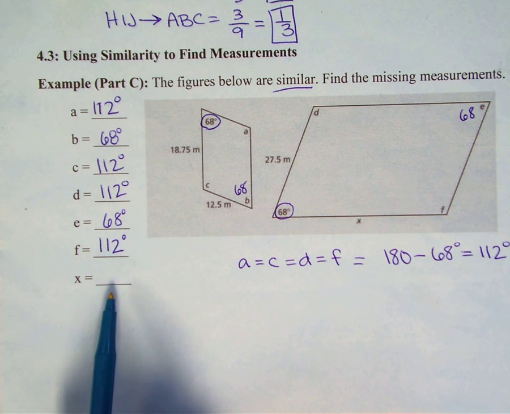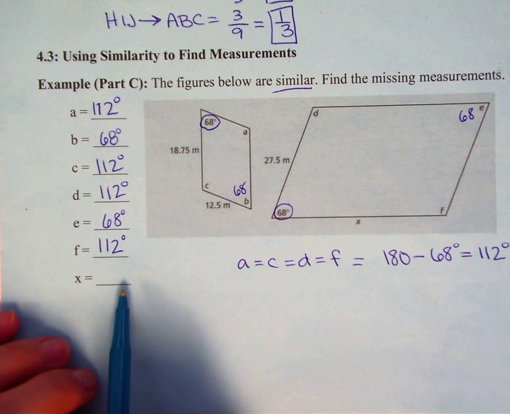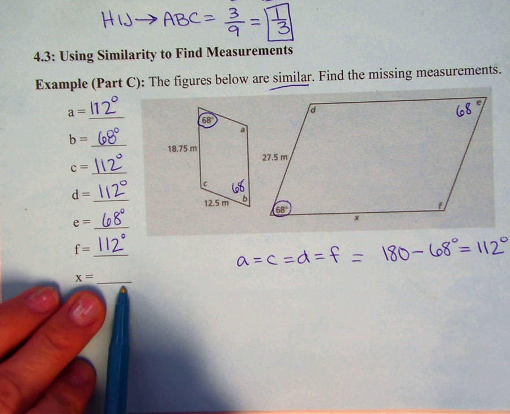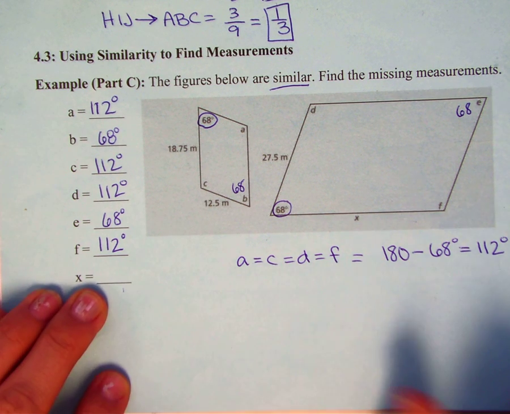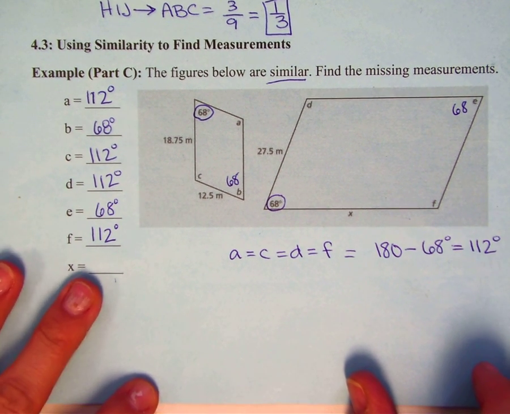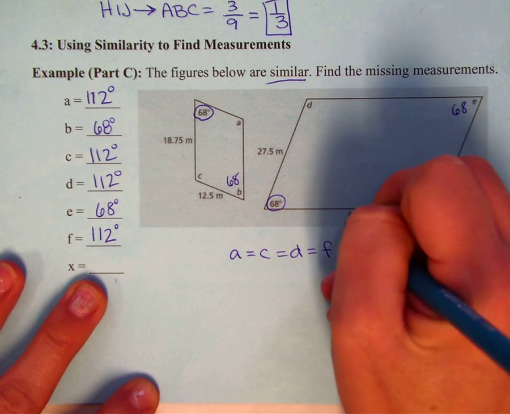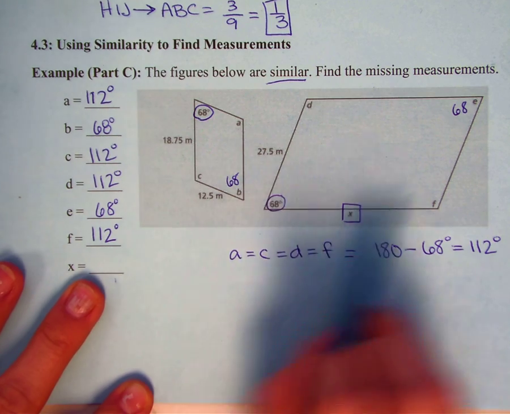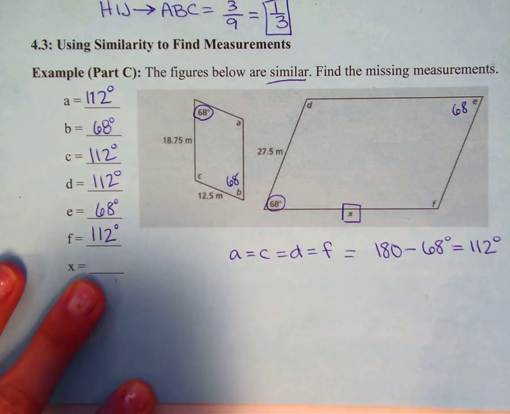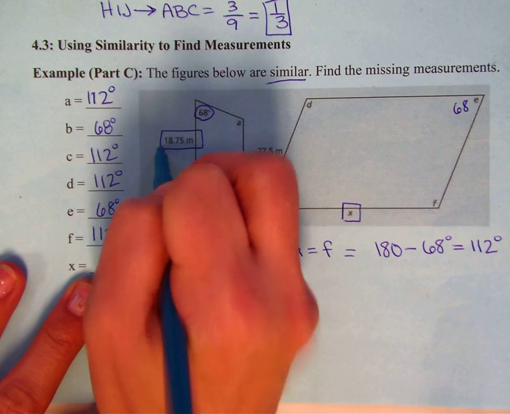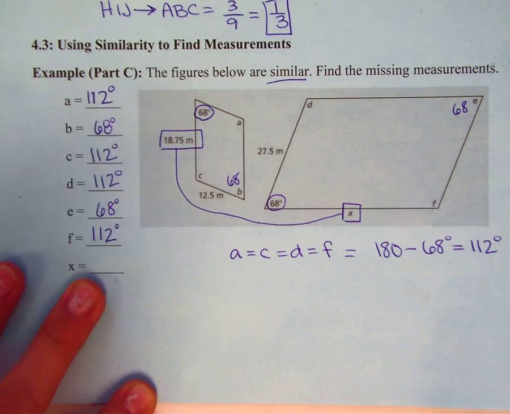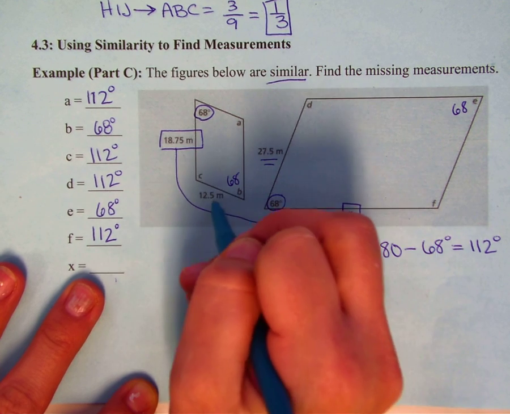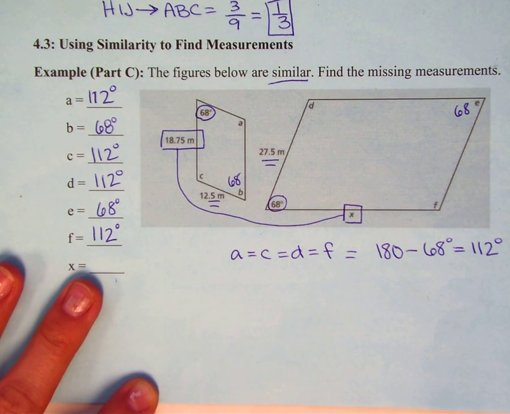In order to find X, we can do this a couple different ways. We can either use the scale factor, or we can set up what's called a proportion using our adjacent sides. So let's see. Notice the X is the longest side of this large parallelogram. The X is going to go with the 18.75 because those are the longest sides of my two shapes. And then the shorter sides would also pair up with one another.